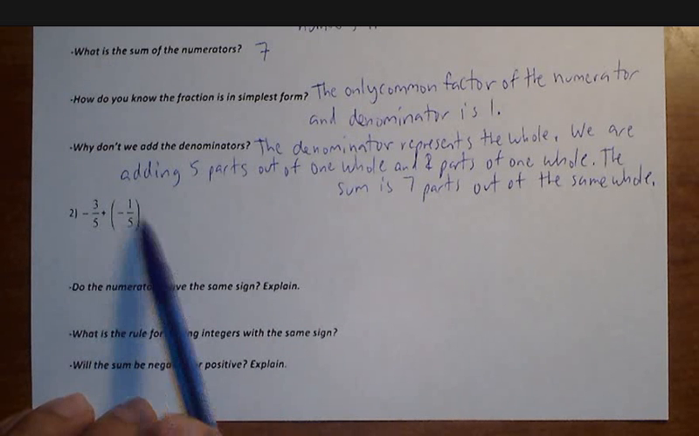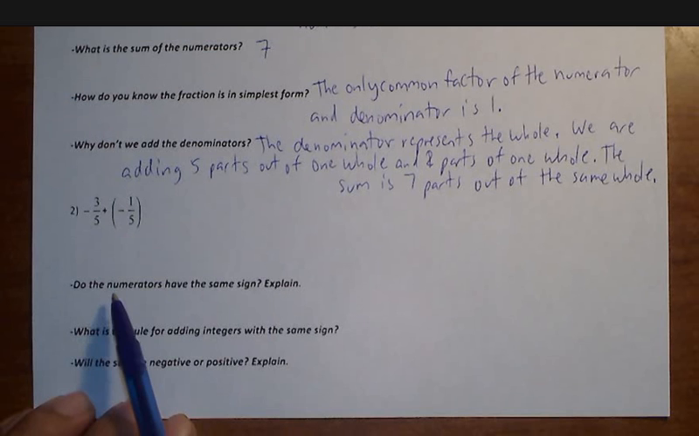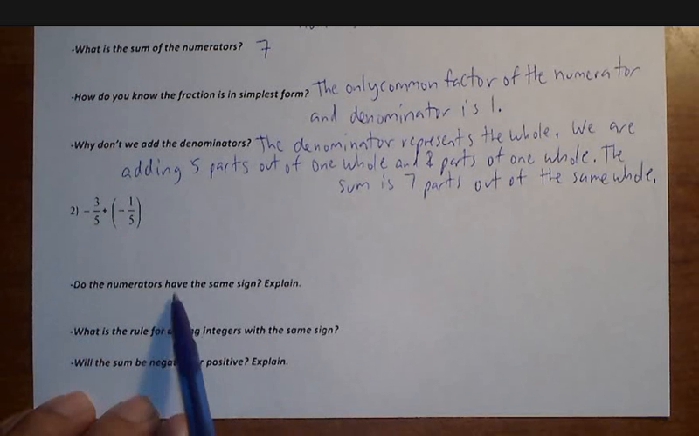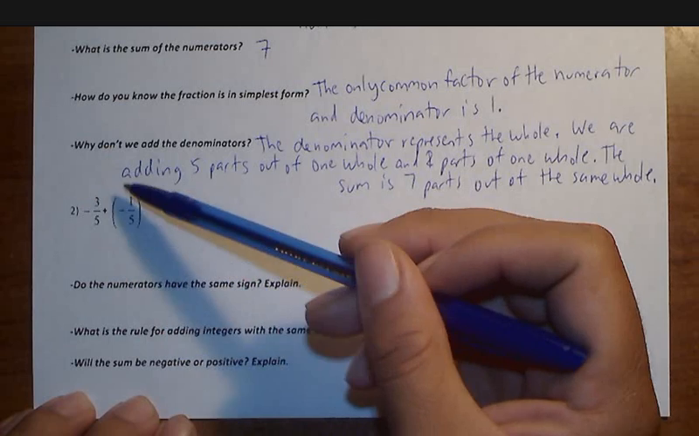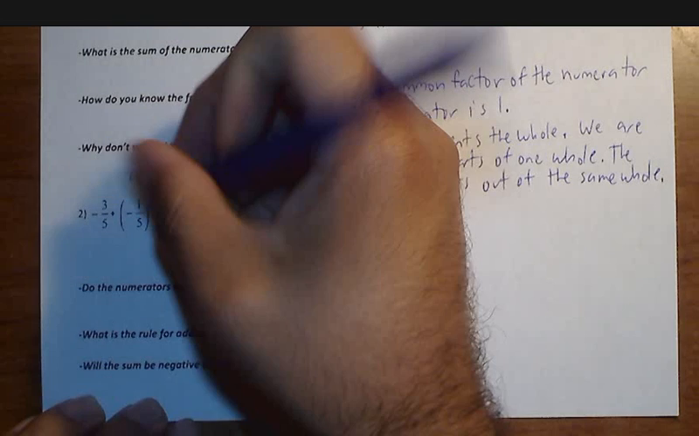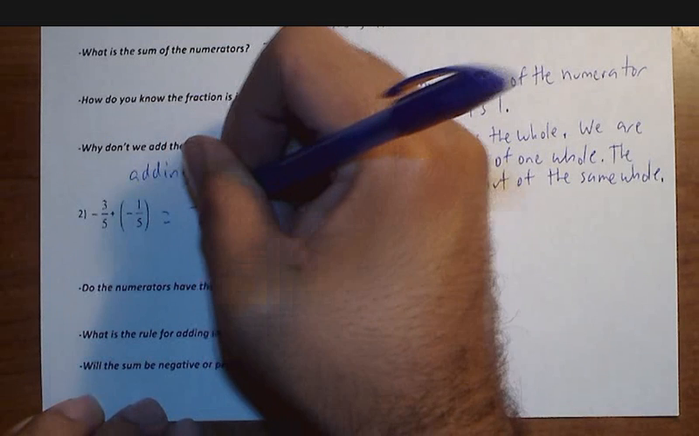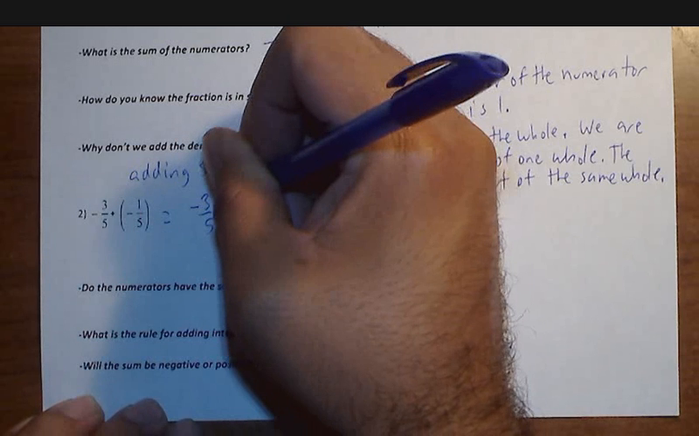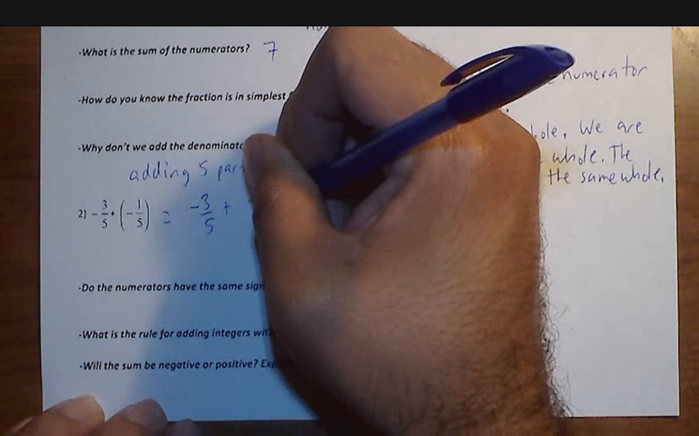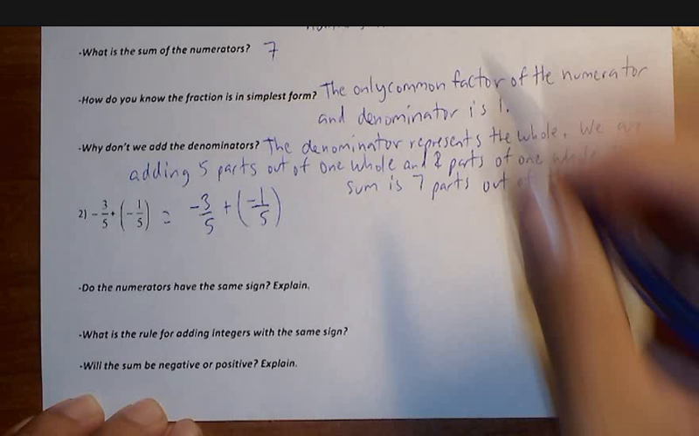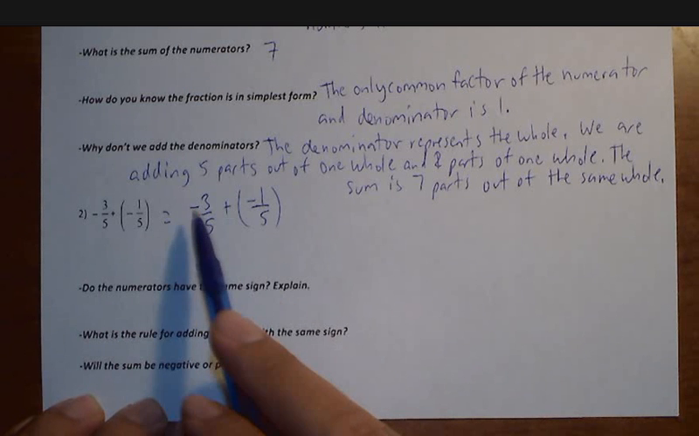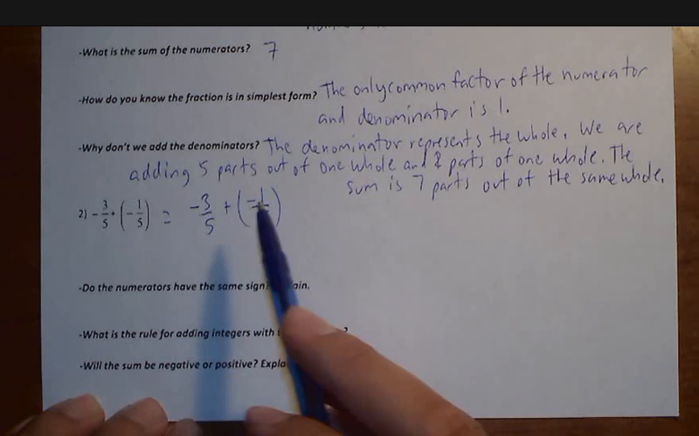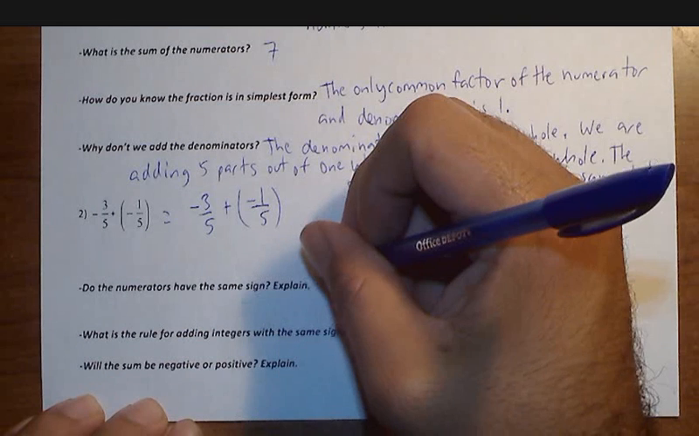The next thing I want to ask is, do the numerators have the same sign? Negative 3 plus negative 1. So let's write that as negative 3 over 5 plus negative 1 over 5. Do the numerators have the same sign? The answer is yes. Both of the numerators have a negative sign. Yes, both are negative.